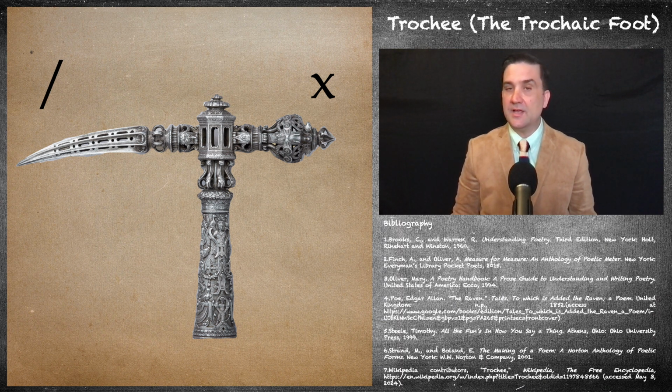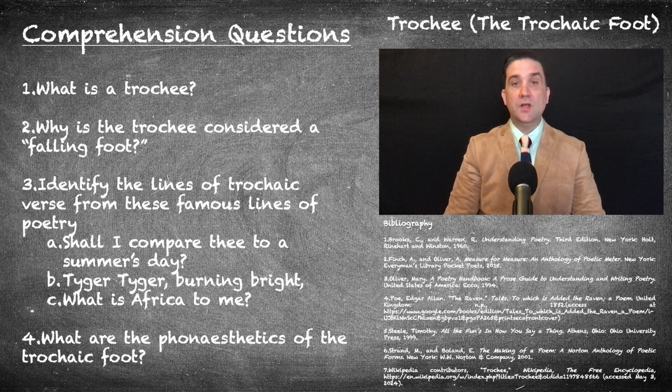But just to make sure that we got everything down, let's go to the comprehension questions. Number 1. What is a trochee? Number 2. Why is a trochee considered a falling foot? Number 3. Identify the lines of trochaic verse taken from these three famous poems. A. Shall I compare thee to a summer's day? B. Tiger, tiger, burning bright. And C. What is Africa to me? Finally, 4. What are the phonaesthetics of trochaic verse?